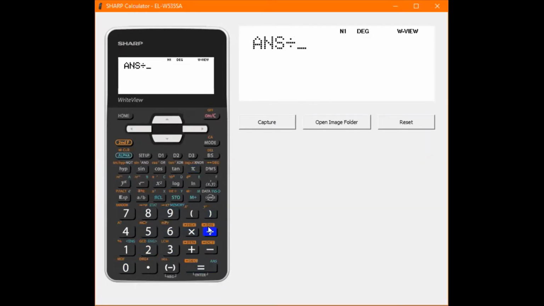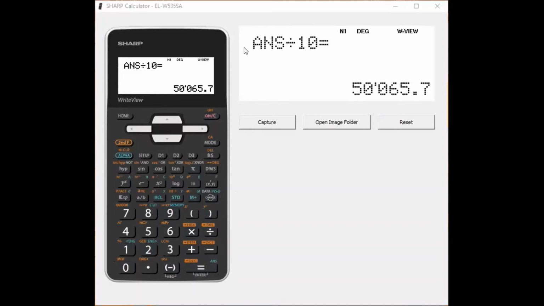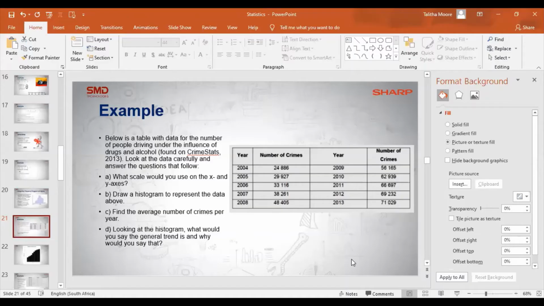And then to find the average, I divide it by 10. So the average number of crimes over the last 10 years between 2004 and 2013 is 50,000 a year. Okay, so that's quite a lot.